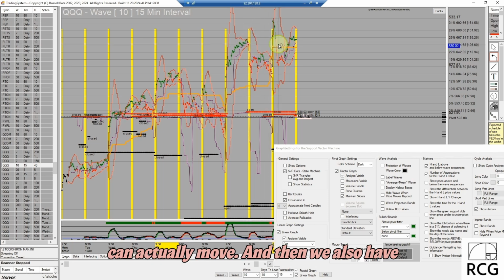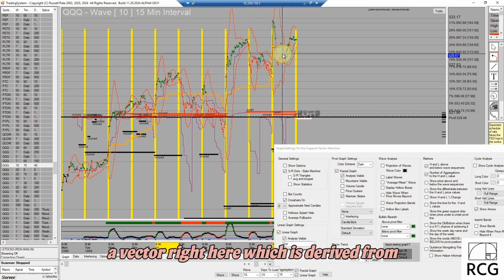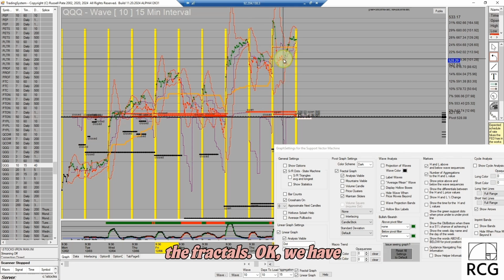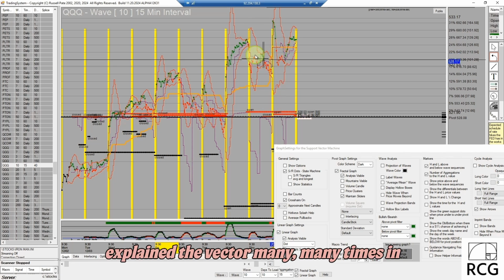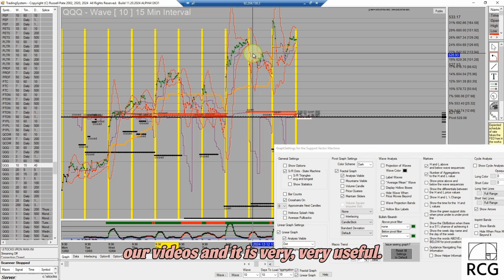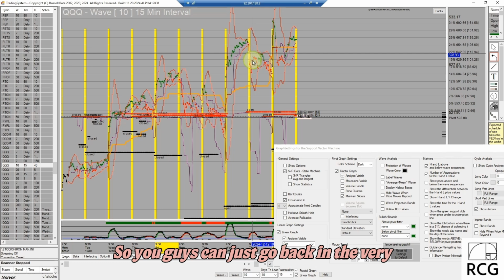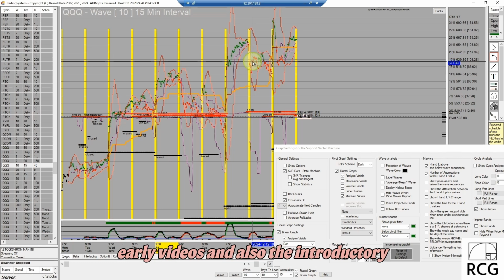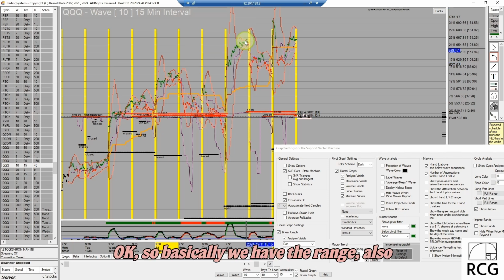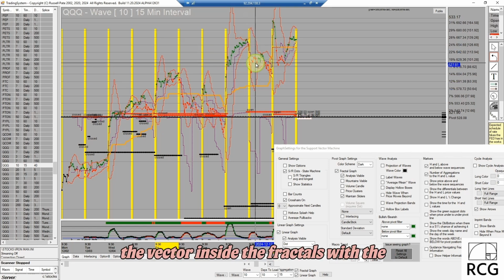And then we also have a vector right here, which is derived from the fractals. Okay, we have explained the vector many times in our videos, and it is very useful. You guys can go back to the very early videos and also the introductory videos to understand the vector. Okay, so we have the range, and also the vector inside the fractals with the linear graph too.